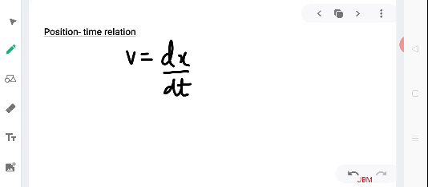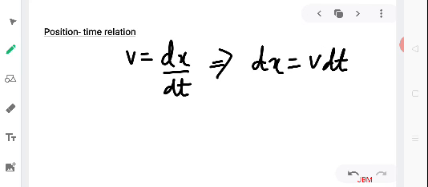So v can be written as dx by dt. Again, let us do a little bit of change. So we can write down dx equal to v dt. Can we? Obviously we can write down.